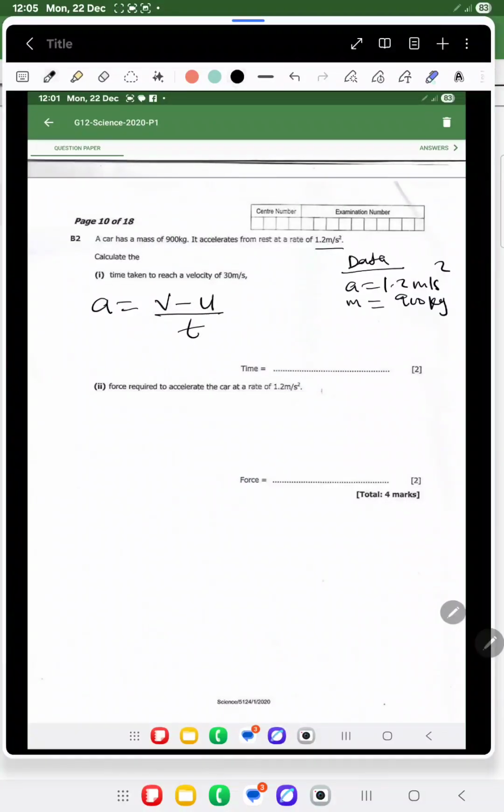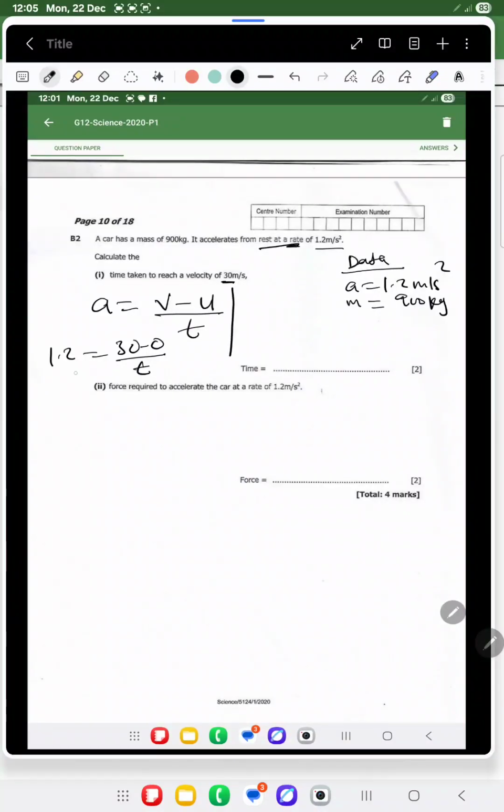Then we replace. We know that our acceleration is given to be 1.2, our final velocity is given to be 30, and our initial velocity is given to be rest, which is 0. So let's replace. By doing so, we are going to say acceleration is equal to, what's our final velocity? In this case, our acceleration, we are going to put the one which is given, which is 1.2. So acceleration is 1.2, equal to final velocity, which is given to be 30 in the question, minus initial velocity, which is the rest, which is 0, over the time which we are getting.